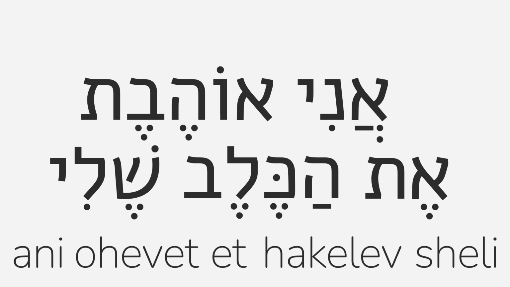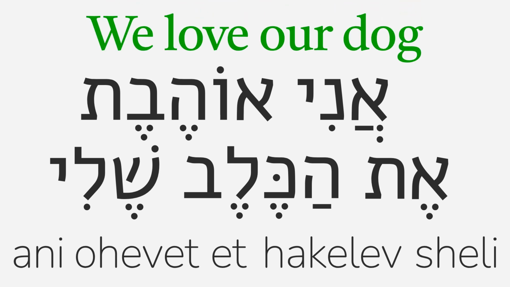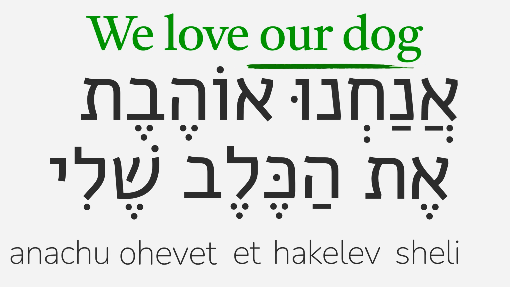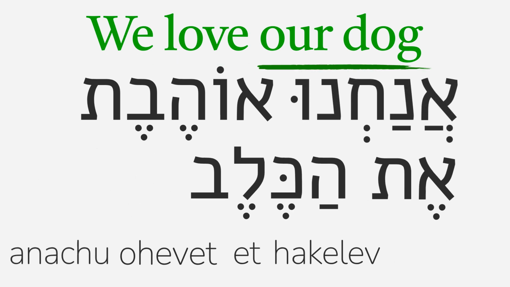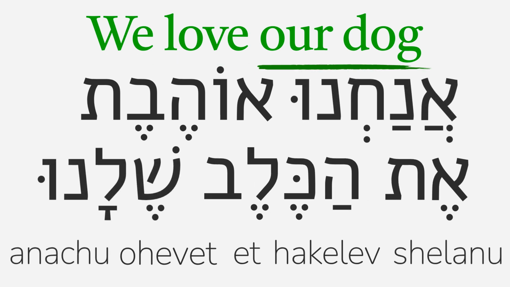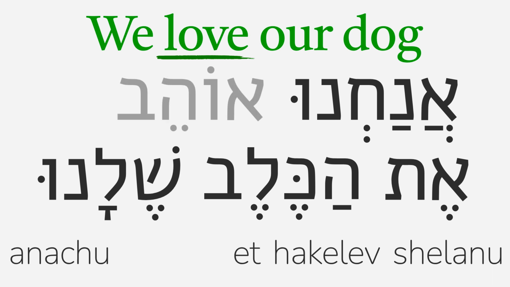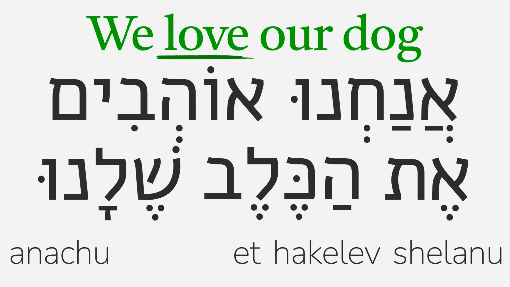Let's change the sentence a little bit and say we love our dog. We is anachnu, and our dog is hakelev shelanu. And since we're using the plural pronoun anachnu, the verb love must be in masculine or feminine plural form. To do this, we take the masculine singular form ohev, shorten the tsere to a shva, and add either a masculine im ending or a feminine ot ending.